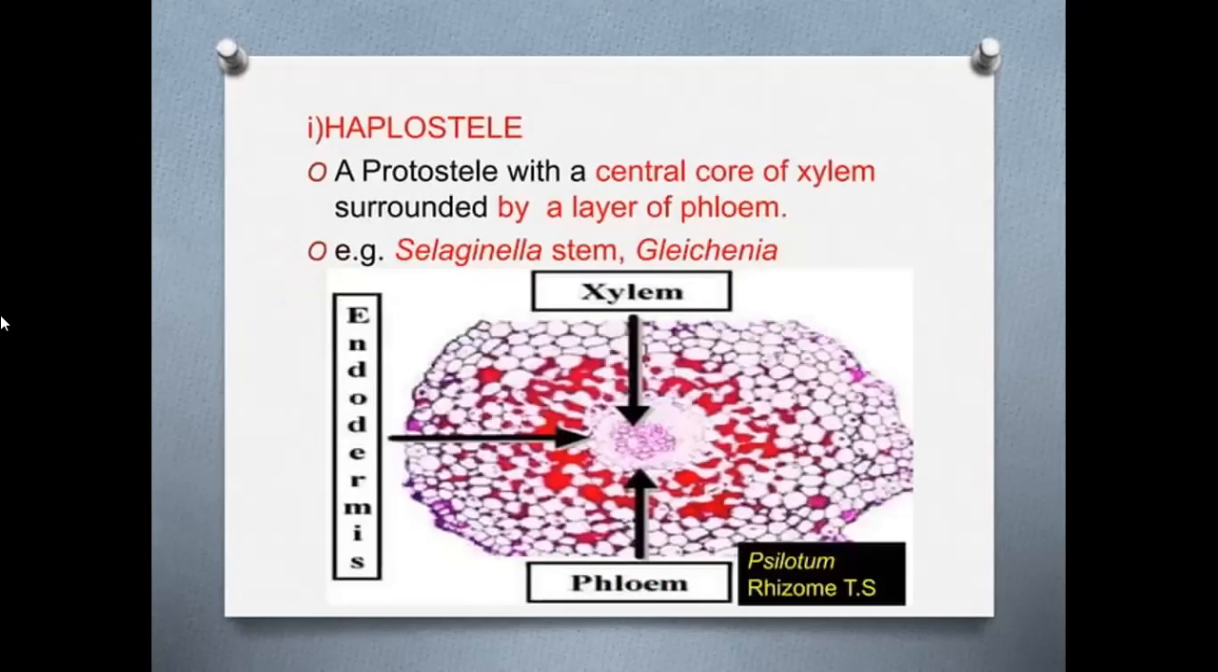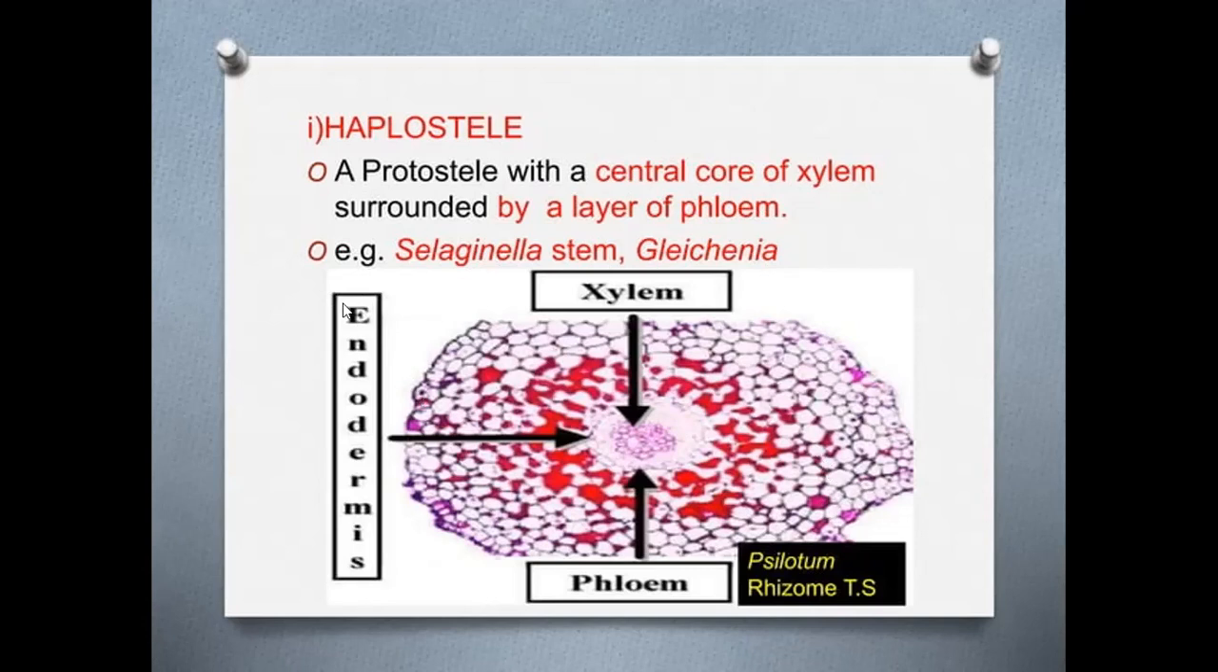Now, what is the haplostele condition? You can look at this diagram here. What do we mean by protostele? There will be a central xylem surrounded by the phloem vascular cylinder. In the haplostele condition, the protostele consists of a central core of xylem surrounded by a layer of phloem. This can be observed in Selaginella and Equisetum, and also in the Psilotum rhizome. Please note down these examples, which may be asked in your exam.